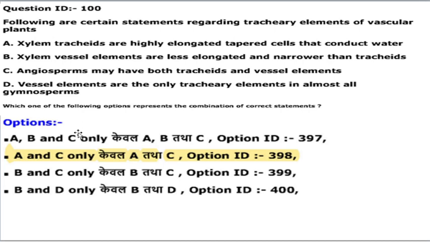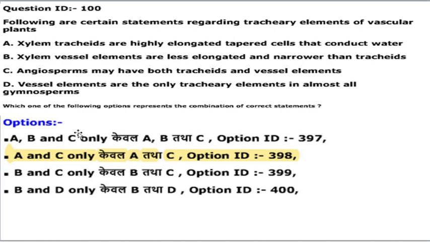Next, xylem vessel elements are less elongated and narrower than tracheids. No, xylem vessel elements are not narrower; they are wider, and they are just shorter when compared to tracheids. Next, angiosperms have both tracheids as well as vessel elements.